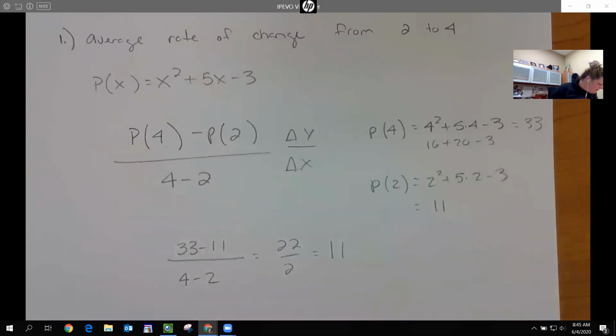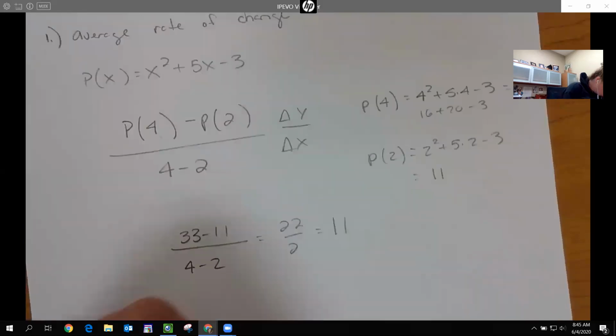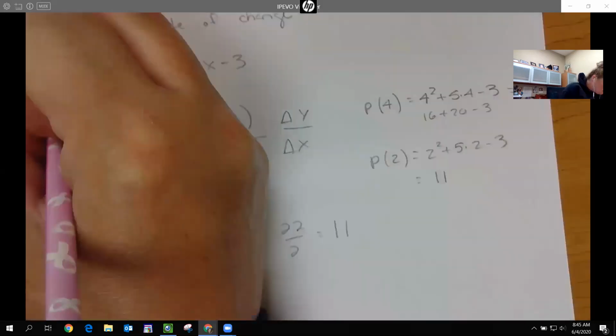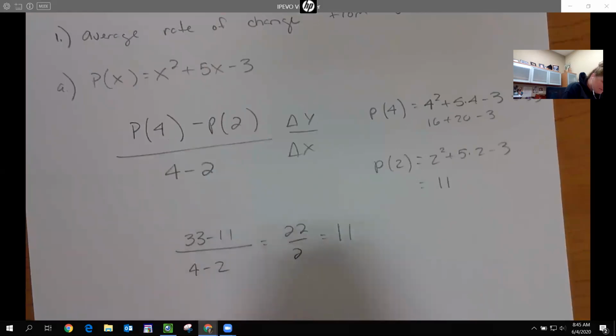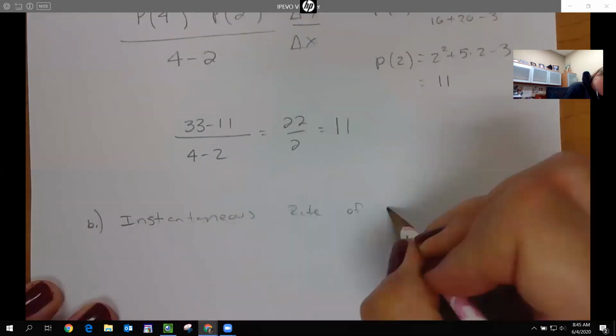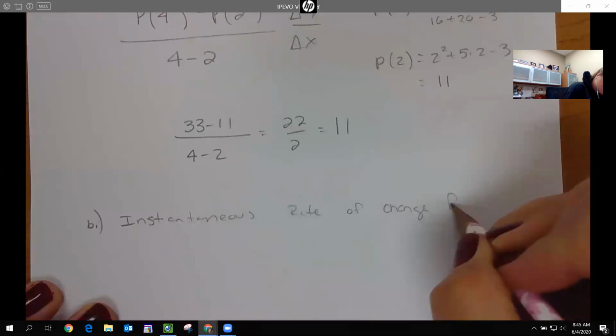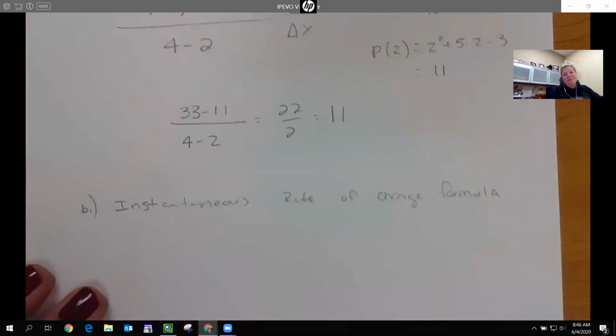So what if I wanted to know the instantaneous rate of change at x equals 2? All right, so we're going to use the same formula. Maybe I'll call this part B, and we'll call that part A. So what is the instantaneous rate of change formula? Let's start there. What is the formula for that instantaneous rate of change?